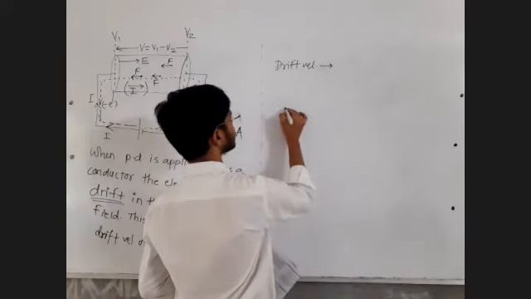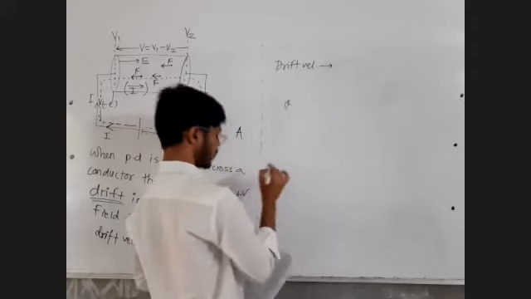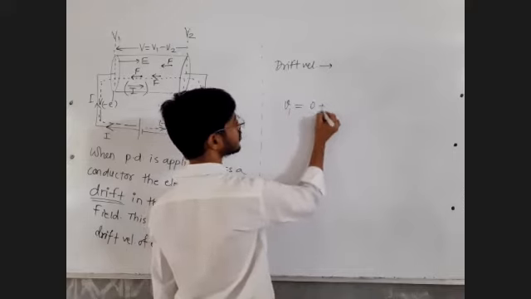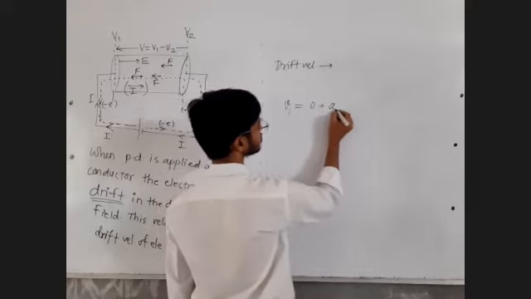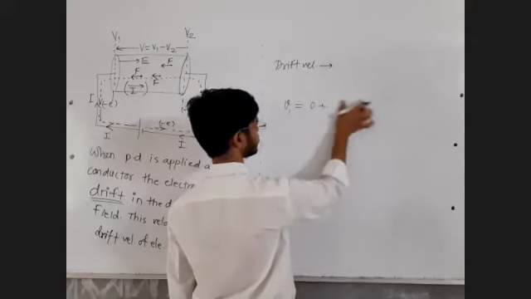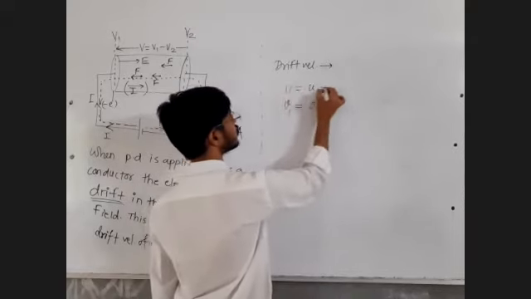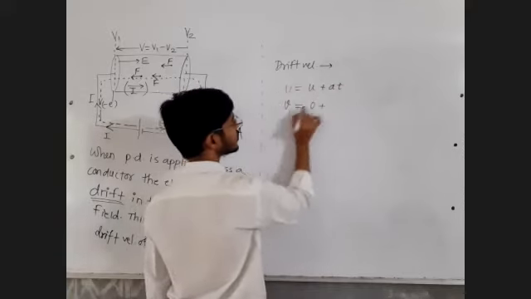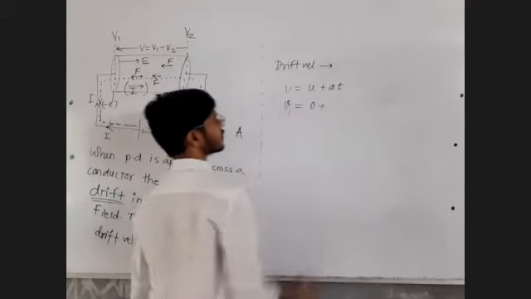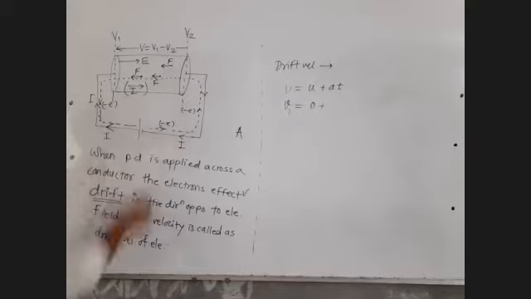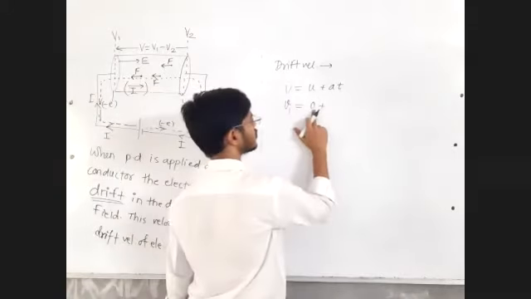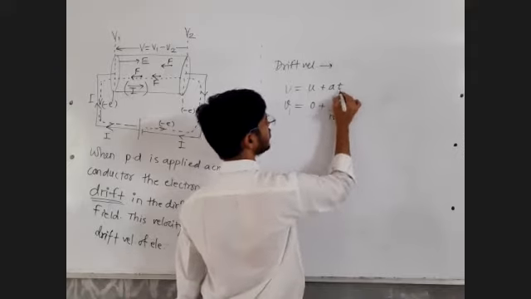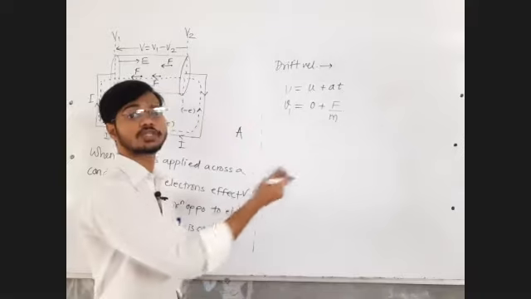Can I write the velocity of the electron? Velocity of the electron V1 is equal to initial velocity, which is 0, plus at. Or let me write V is equal to U plus at. So for case 1, V1 is equal to initial velocity. I just applied the electric field, so initially the velocity of the electron was 0. Acceleration will be equal to force upon mass of the electron, into time required for the first collision.